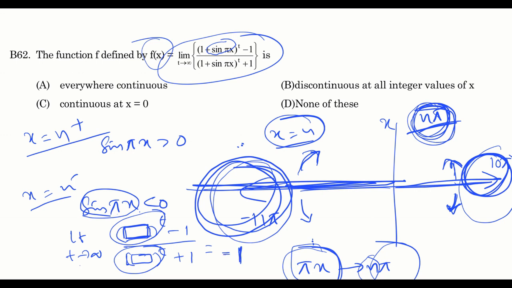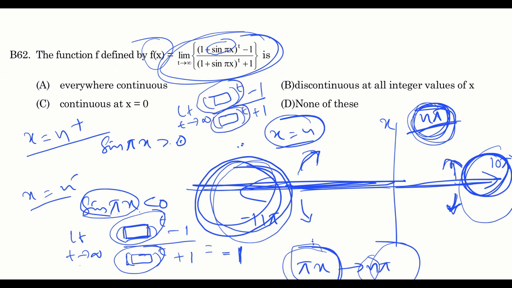And when it is positive, if I calculate f of x there, it is going to be limit t tends to infinity of a quantity more than 1 power t minus 1 by again a quantity more than 1 power t plus 1. Now as t tends to infinity, this quantity tends to infinity, this quantity tends to infinity, and the degrees are the same. And then we know that the limit is nothing but coefficient by coefficient, which is going to be 1 there.